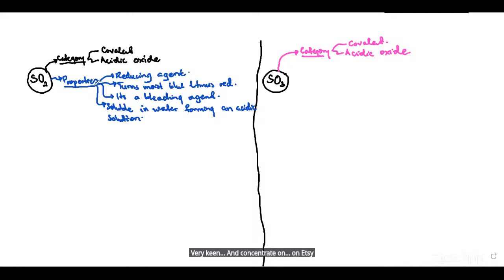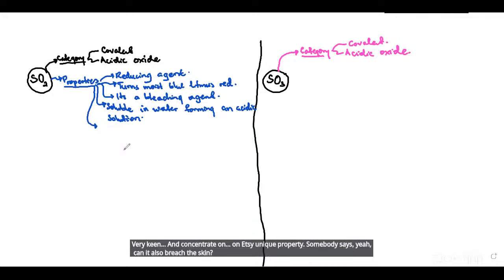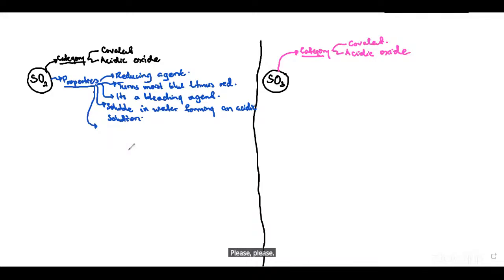Somebody says, can it also bleach the skin? Please, you're more handsome and more beautiful on a normal skin. Don't bleach yours. We still need you in good shape.